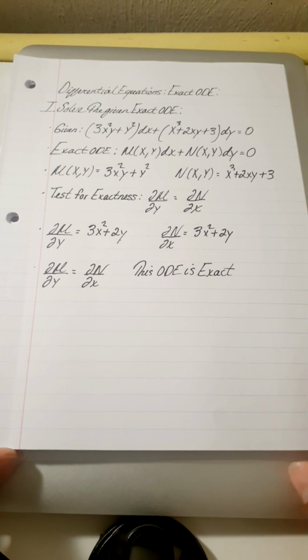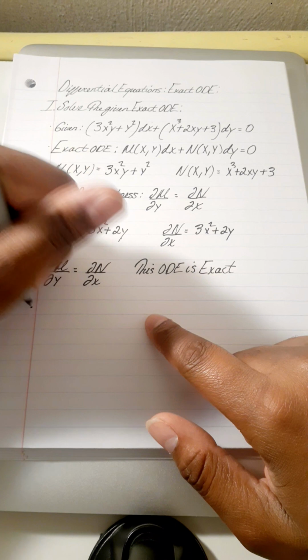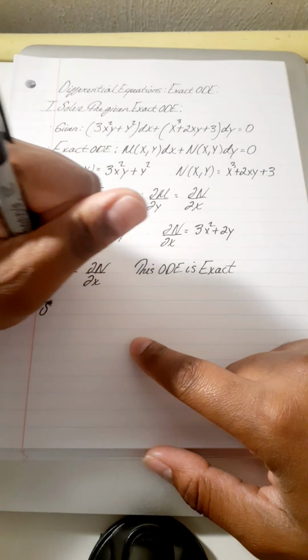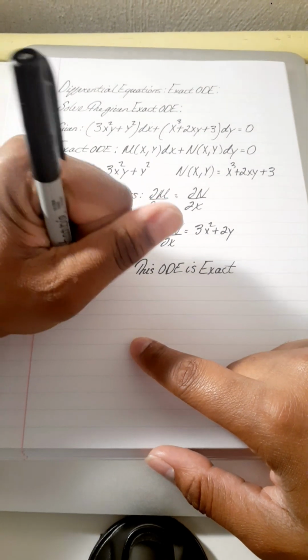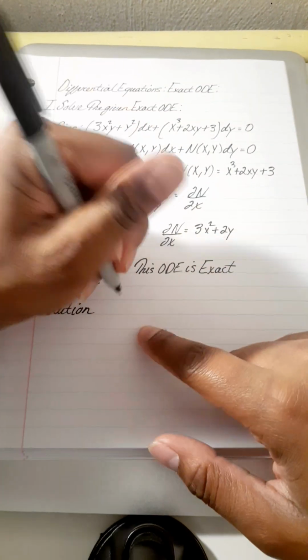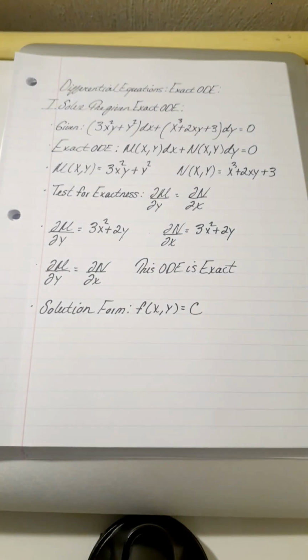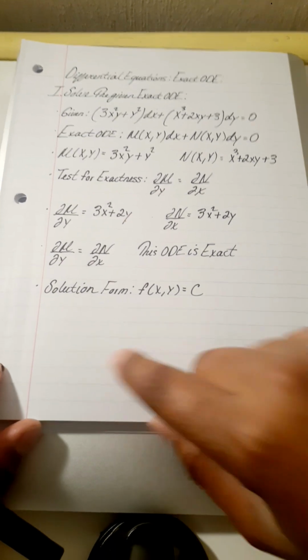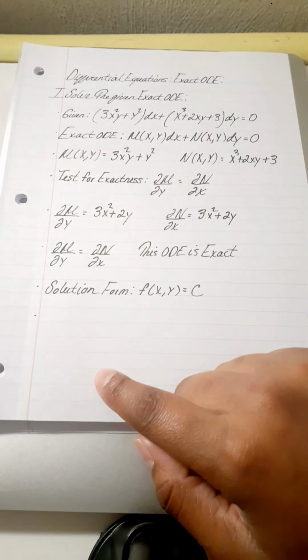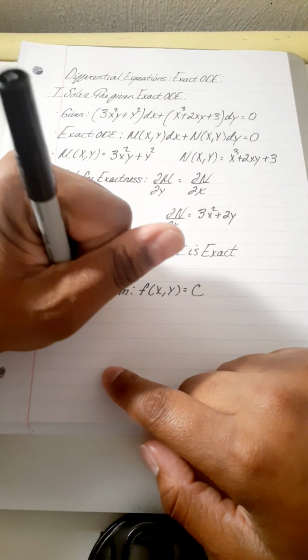All right, so now that we've validated that this equation is exact, we need to solve it. The first thing that I want to introduce you to is that the solution for an exact differential equation has a particular form. It's going to be f of x comma y is equal to c, where c is an arbitrary constant. First of all, you need to find f of x comma y, and there are two ways you can do that.